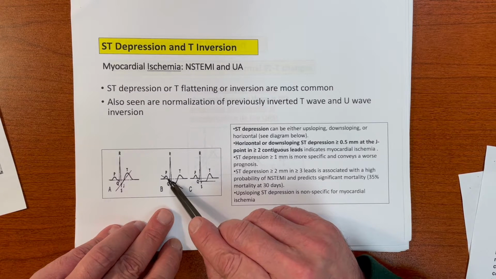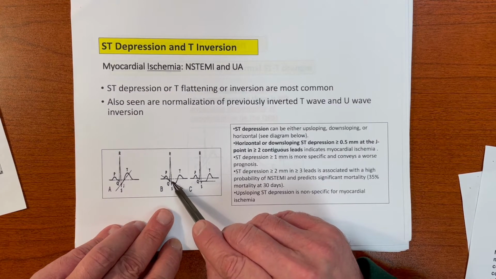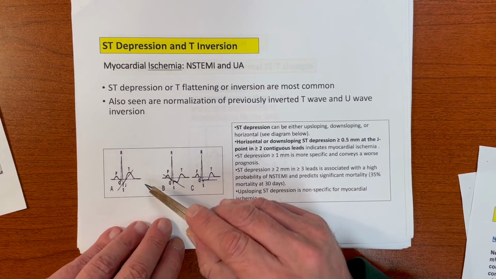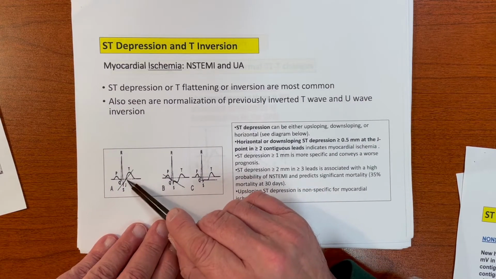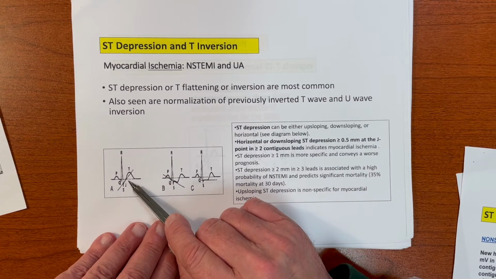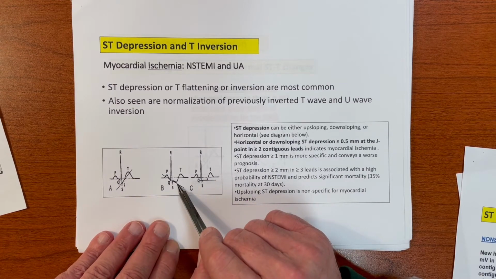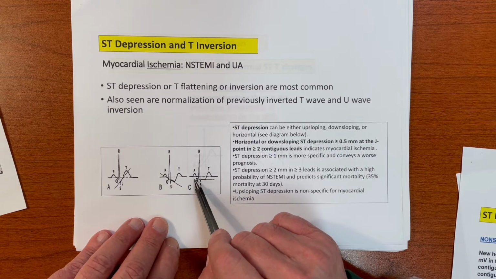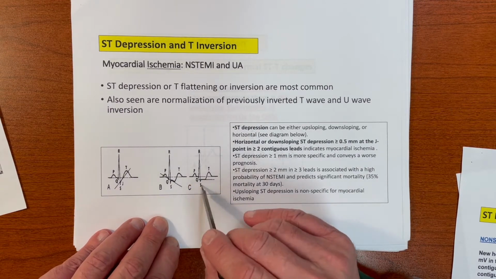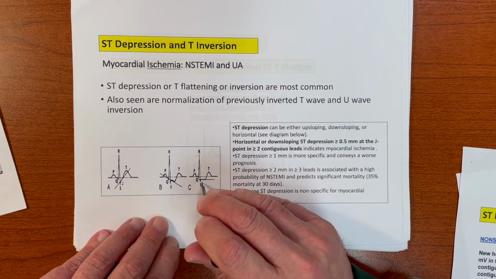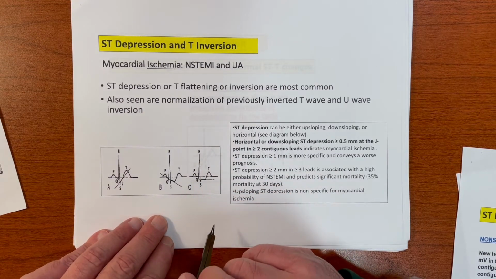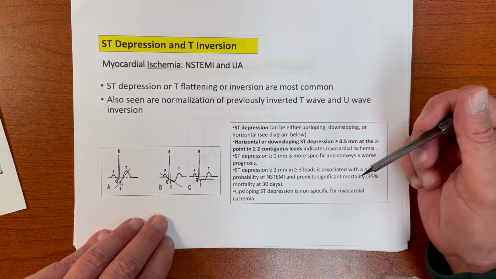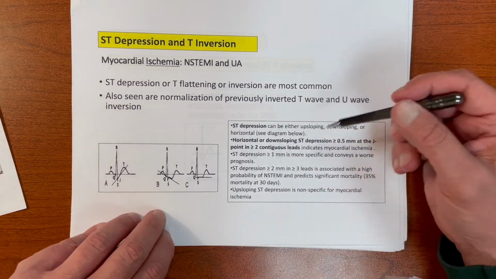Here's my J point, there's my PR interval. My J point is down, and it's pointing down, or it's horizontal. A, upsloping, is nonspecific. That doesn't get the diagnosis. Down or horizontal, in two contiguous leads greater than 0.5 millimeters at the J point. Remember, a millimeter is what? A small box.